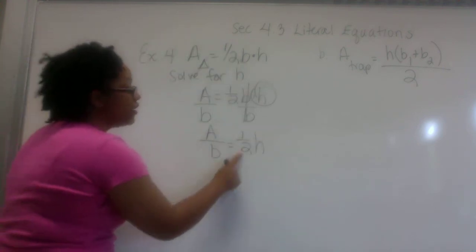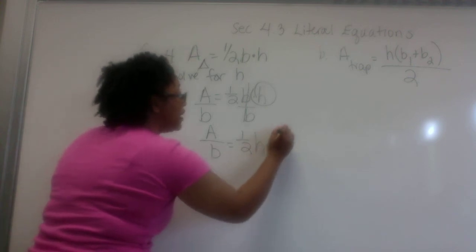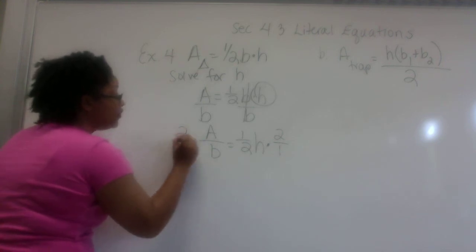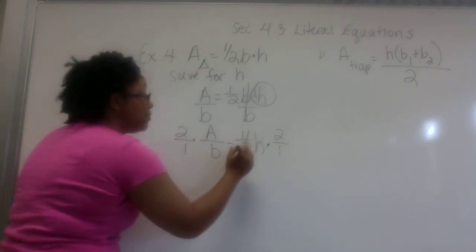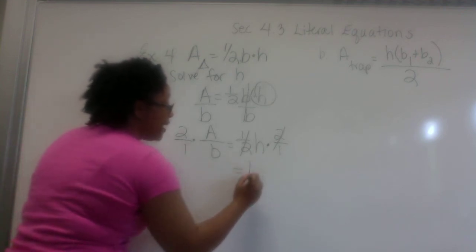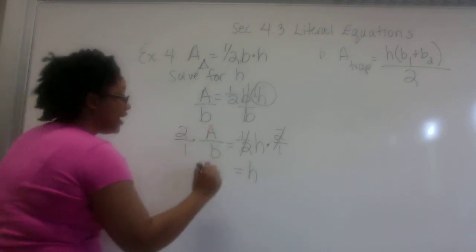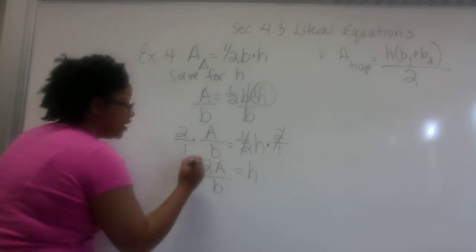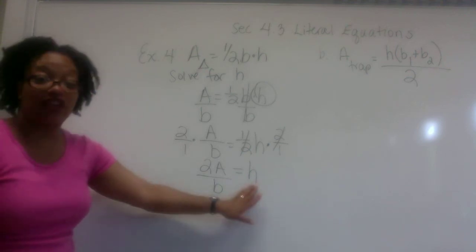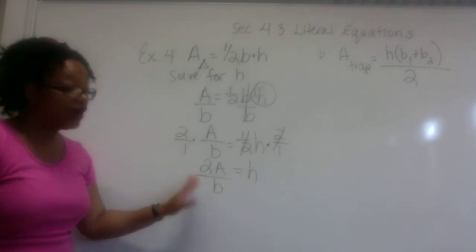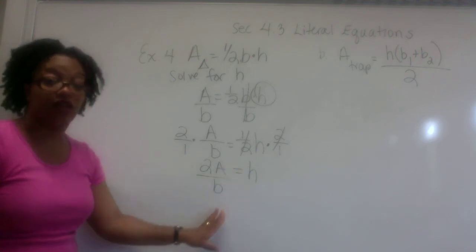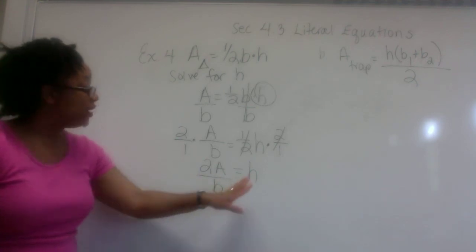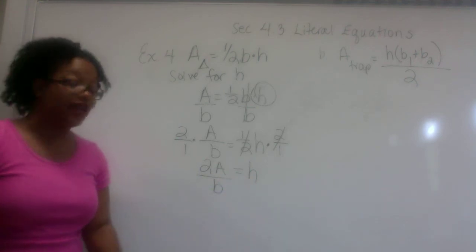So in order for this 1/2 to go away, I have to multiply by 2 over 1. And if I do it on this side, I have to do it on this side. So my numbers cancel. I'm left with my H. 2 times A is just 2A. 1 times B is just B. So if you look now, my H is by itself, and it's equal to 2 times the area of the triangle divided by the base. You have solved this formula for H. When H is all by itself, you are done, and you can box it.